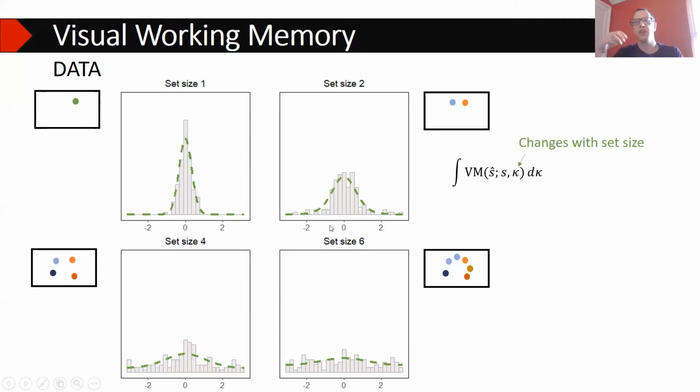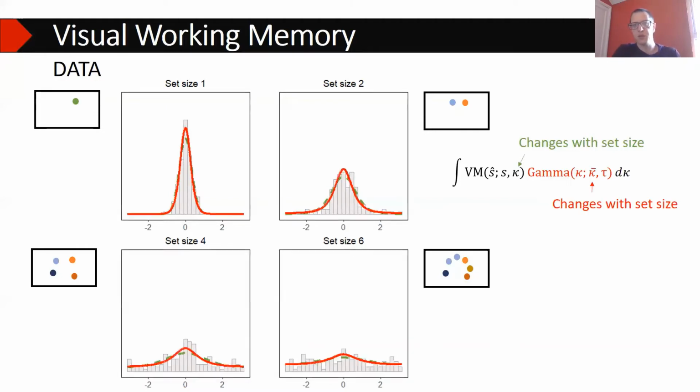Now, not that long ago, a new class of models came on the scene called variable precision models that assume precision doesn't just change with set size, but it also changes across trials and across items. And if you modify the model and assume that it becomes a kind of continuous mixture, you get something like this. So you get a better sense of the peakiness and the tailiness of the error distribution. So we're using this variable precision model as our base model.